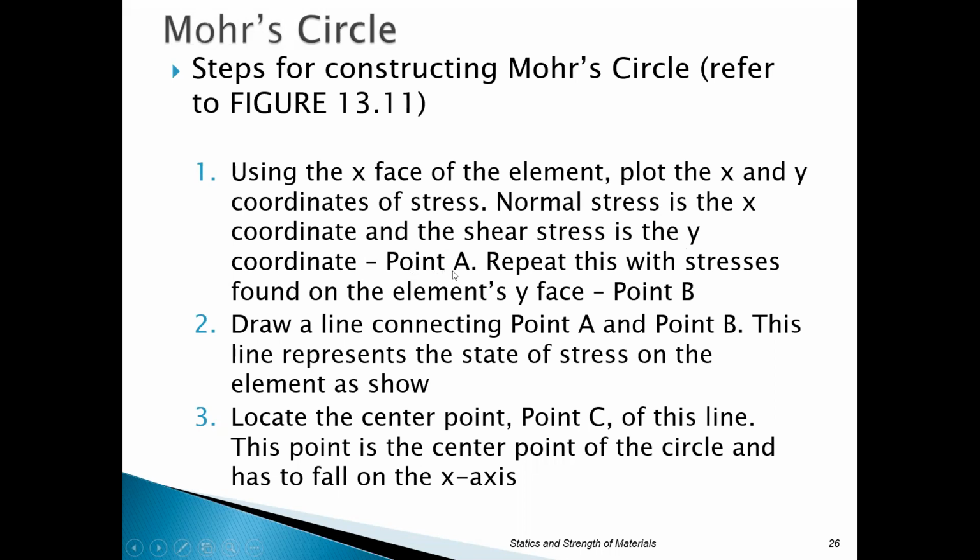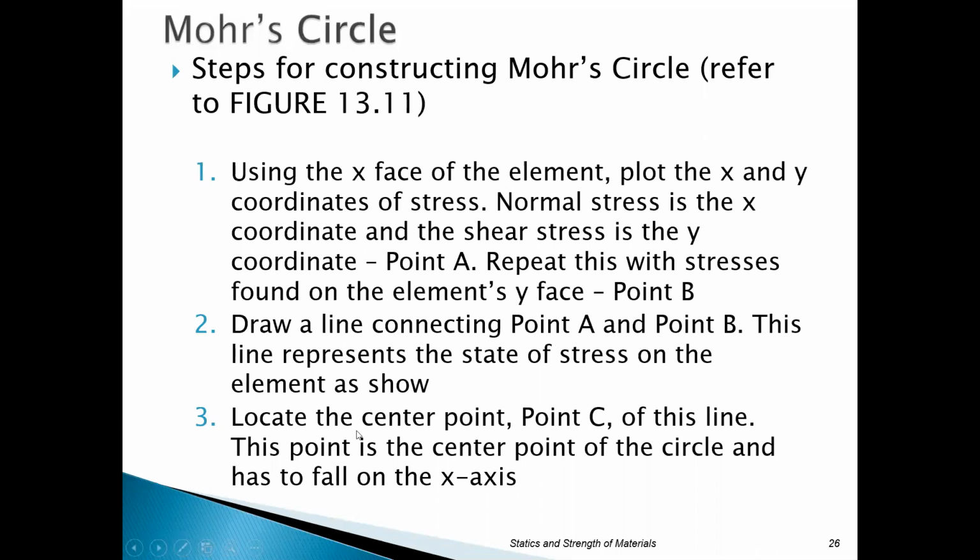You're going to do that for point A. You're going to repeat that for point B. And what you're going to do then is draw a line that connects point A and B, and it will run right through your axis, and where it runs through the axis, that's actually your point C, the center of the circle. And that line represents the state of stress on the element.